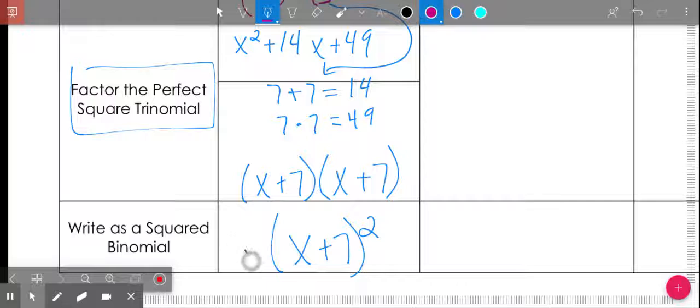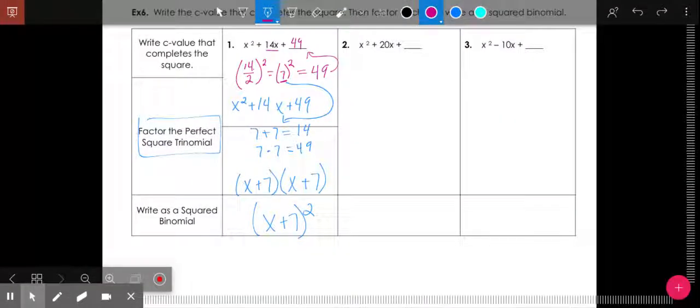Because remember, tomorrow we're going to be taking the square roots of those, just like we did in the warm-up. Get excited. All right, or not, it's fine.